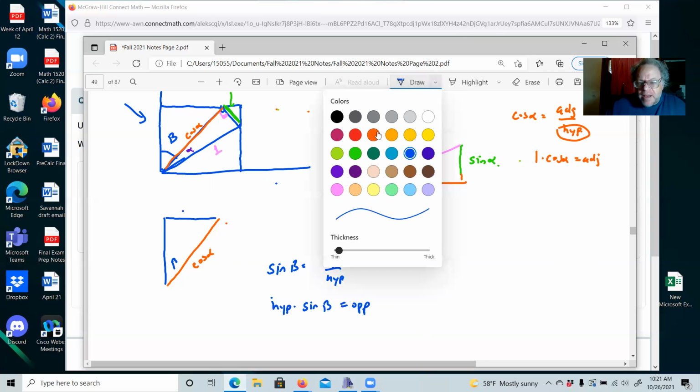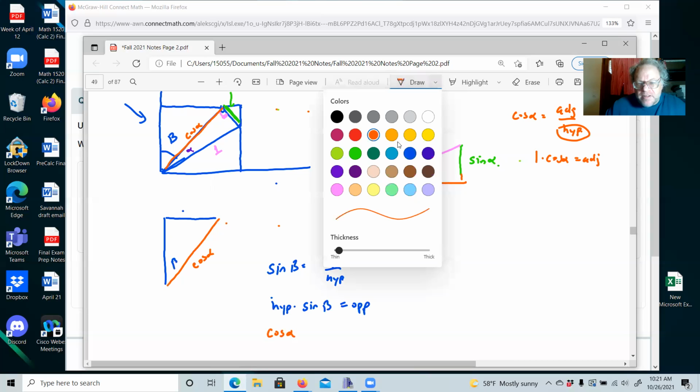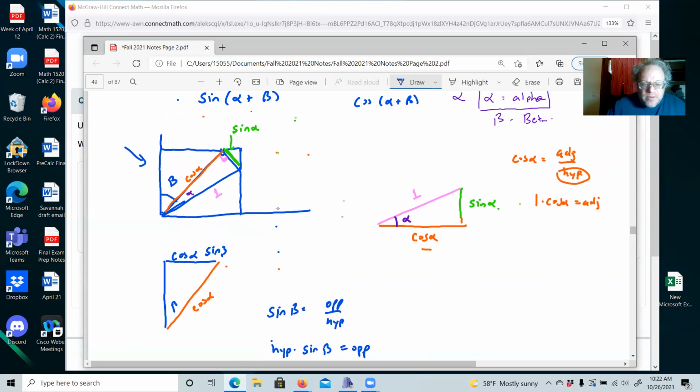So we have cosine alpha times sine of beta, which is equal to this side here. So this is cosine alpha sine beta. Now what about the vertical part here?